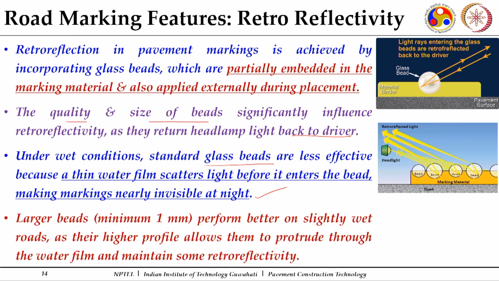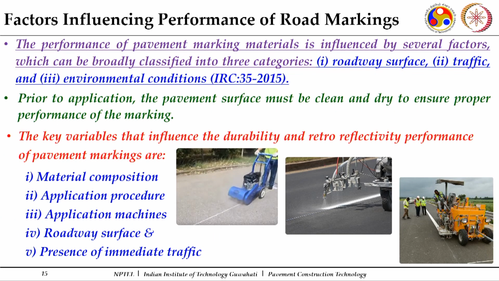So it becomes more challenging when you are driving at night and it is raining. That's why it is always preferred that you go for beads of a higher size. The guidelines say a minimum of 1 mm size of beads should be used, so that they can perform better on slightly wet surfaces. Why? Because their higher profile allows them to break the water film to a certain extent and protrude through it, maintaining some amount of retroreflectivity. So these are again important key requirements in terms of visibility.